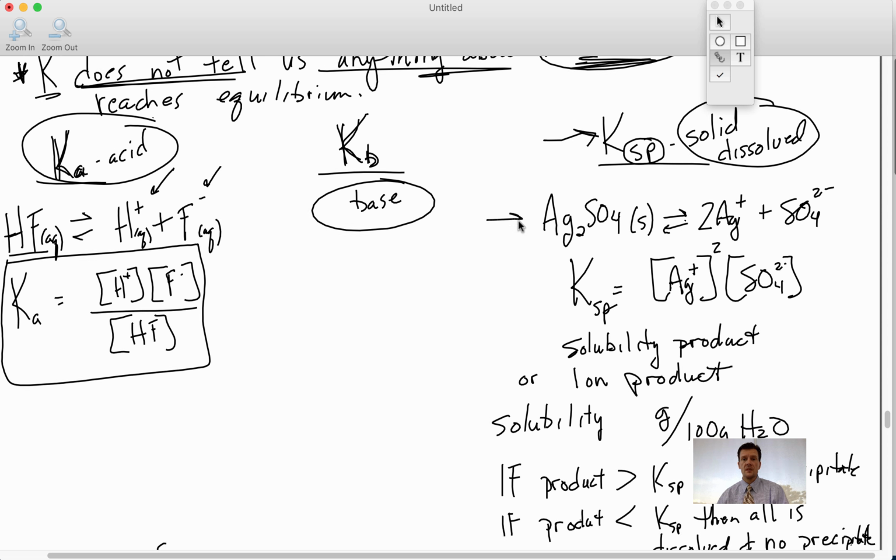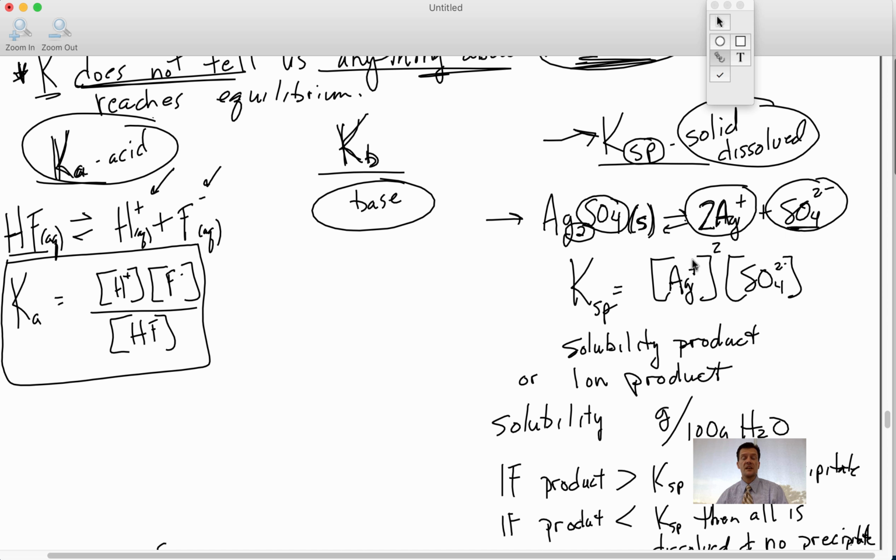Example, if you take silver sulfate right here, it is a solid, and you put it into water, it dissolves, it breaks apart into ions. It's going to break apart into its cation and its anion. You have to balance this. If you notice, there are 2 silver ions for every 1 sulfate ion. So this is going to break apart into 2 separate silver ions and a sulfate ion.